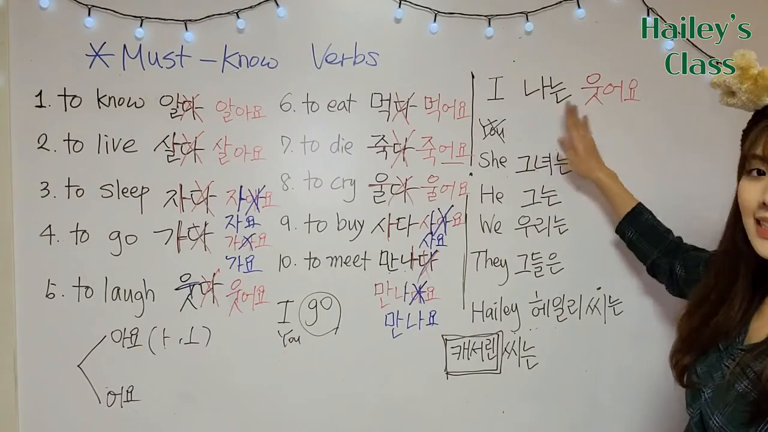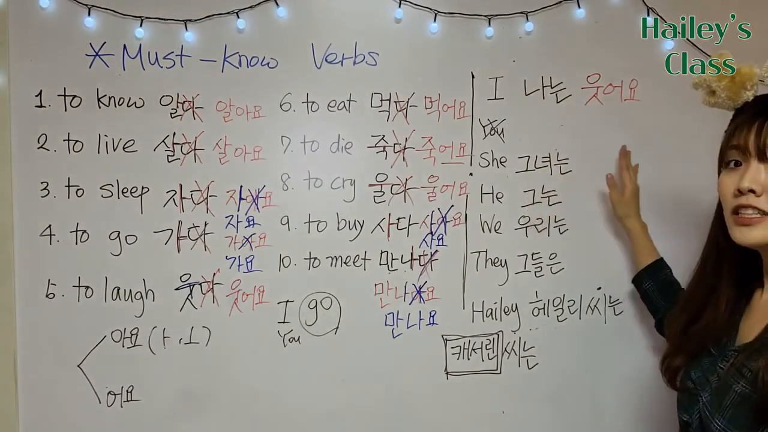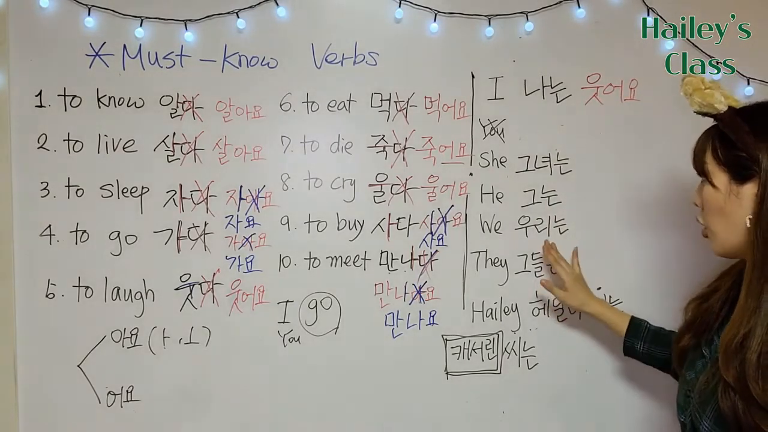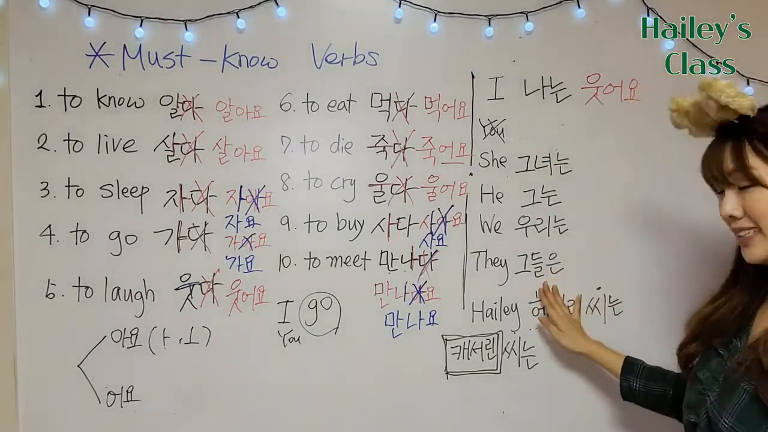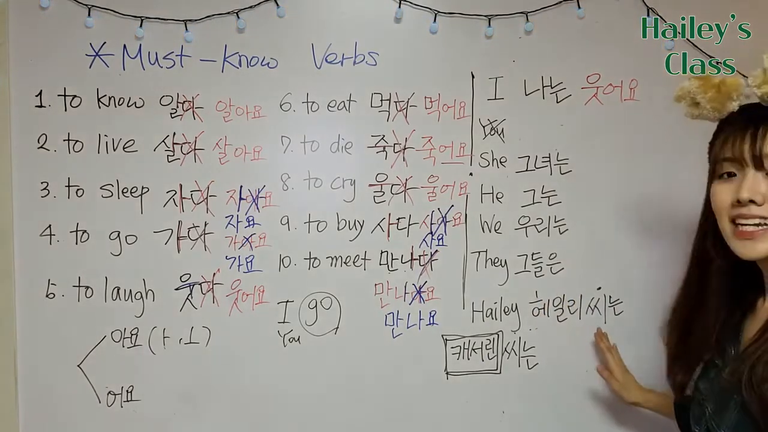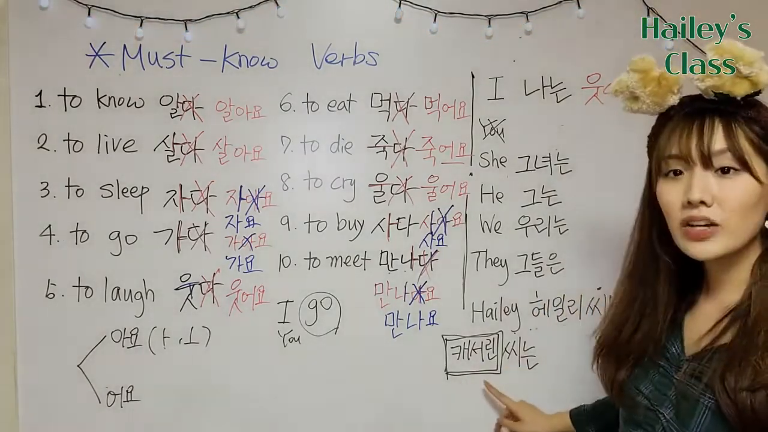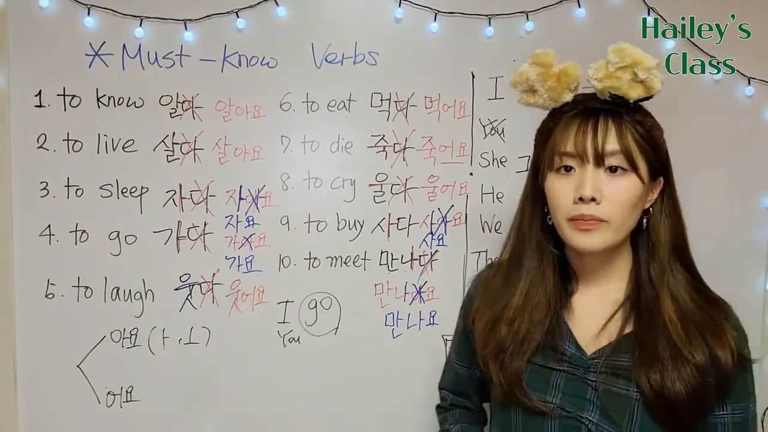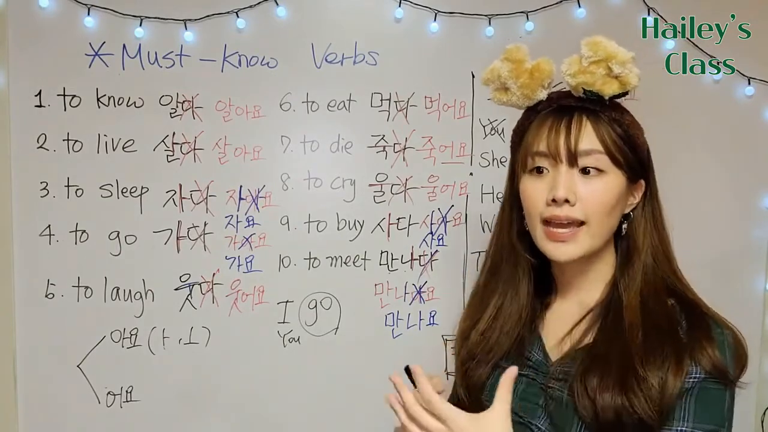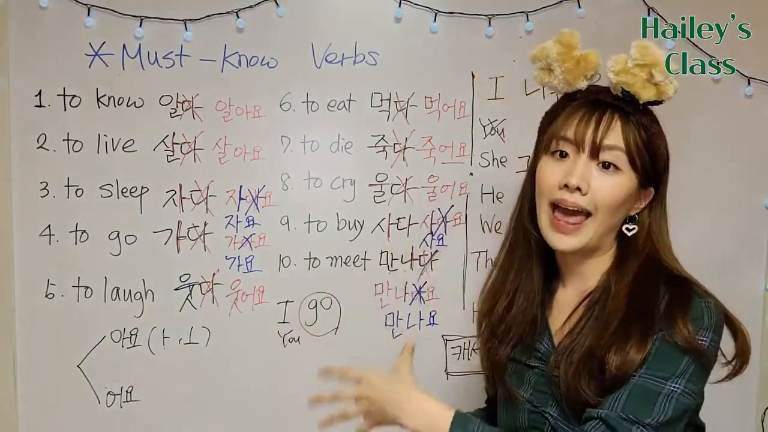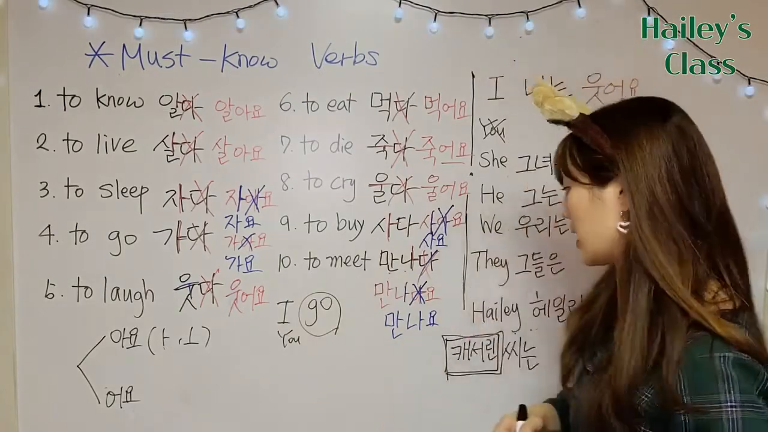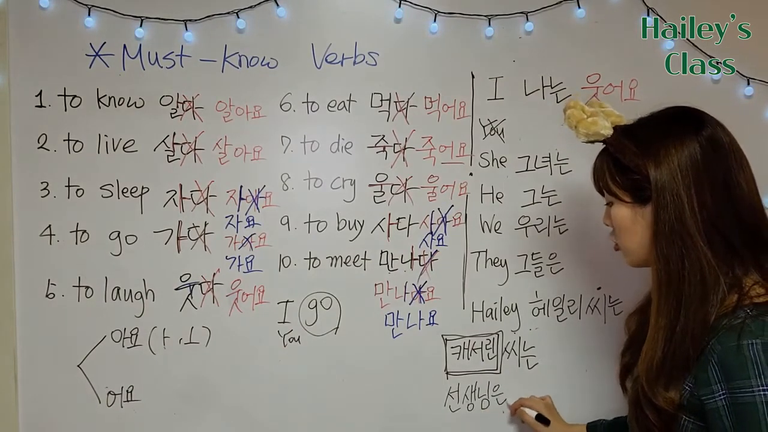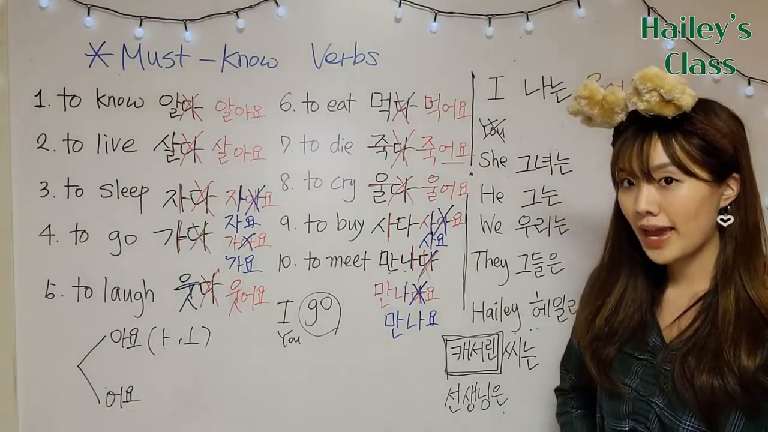So 나는 웃어요. 그녀는 웃어요. 그는 웃어요. 우리는 웃어요. 그들은 웃어요. 헤일리 씨는 웃어요. Or 캐서린 씨는 웃어요. And for example, you want to say, teacher laughs. Teacher is 선생님. 선생님은 웃어요. Like this. Okay?